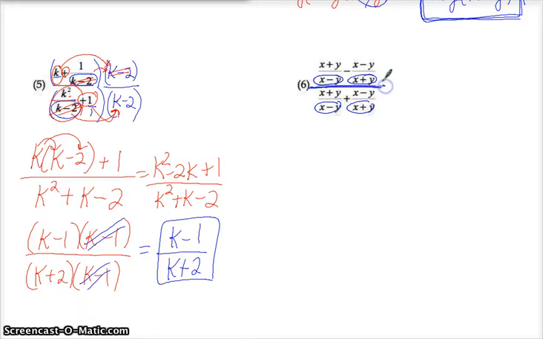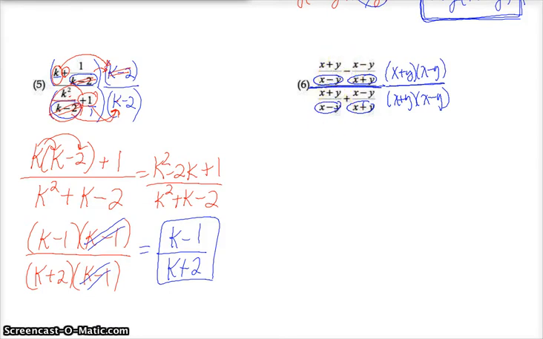So I am going to not multiply my numerator times x plus y, x minus y, and I'm going to multiply my denominator times x plus y, x minus y. Because those are the two factors of my top part of my fraction and my bottom part of my fraction, the numerator and the denominator.